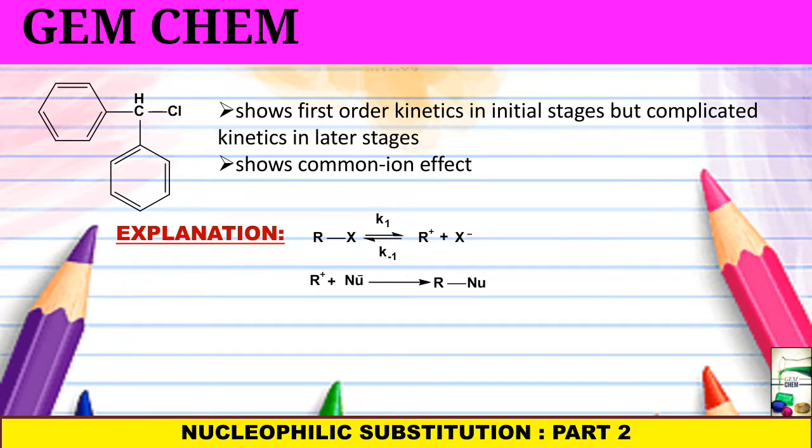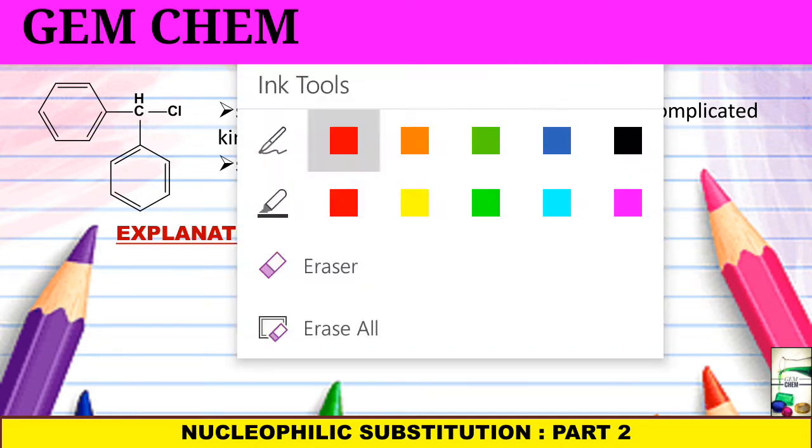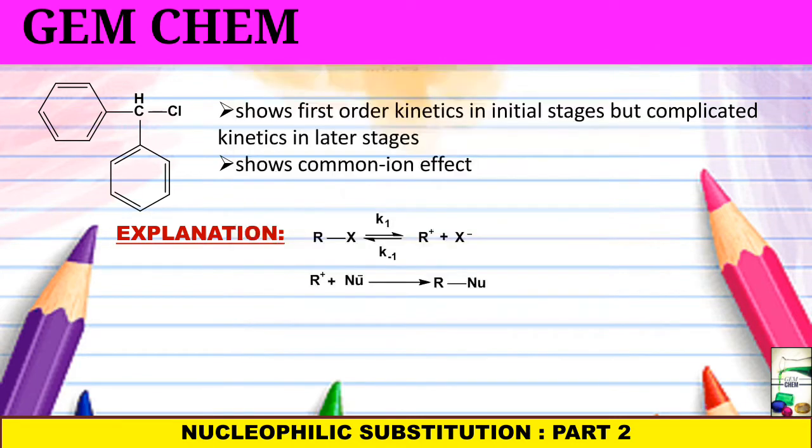Then in order to determine the rate of reaction, we need to apply the steady state approximation. Now when I show you the kinetics portion where the steady state approximation chapter is present, then this will be dealt with in detail. Now for this part you have to understand it in short.